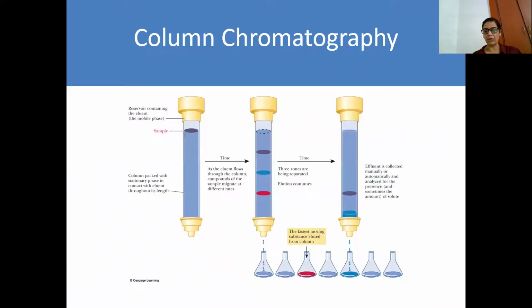This is column chromatography, and the fastest moving substances are eluted first from the column, and this is how we separate. And this is the column, and always remember it should be tightly packed. There should not be any hole or air space in it, because if air is there, it will clog, and it will obviously influence the movement of the molecules.